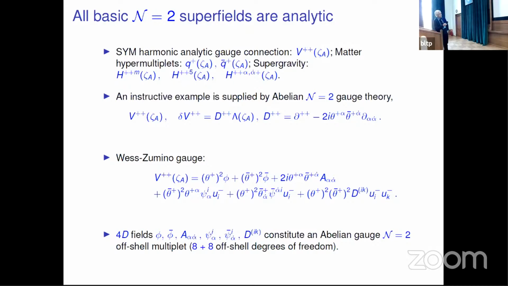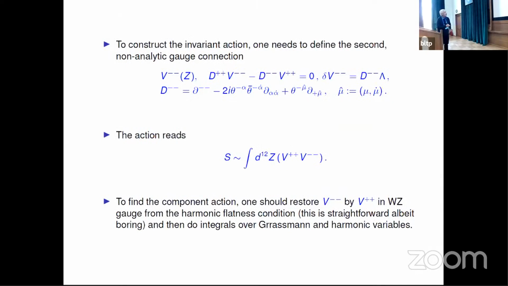gauge transformation. And using this gauge symmetry, you can go to the Wess-Zumino gauge, which includes just a complex scalar field, a vector gauge field, gaugino, and a triplet of scalar auxiliary fields. And this multiplet constitutes the abelian gauge N=2 on-shell multiplet, 8 plus 8 degrees of freedom. But to construct the invariant action, we need to define a second non-analytic gauge connection, V minus minus, which is related to the original V++ by this harmonic flatness condition.